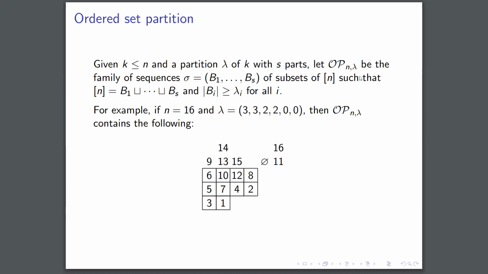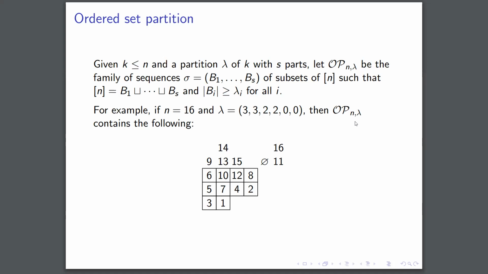So we still have the same setting. We have k, we have n, we have lambda and s. Then we let this set be the set of all these sequences. Each B_i is a subset of bracket n, and each number in bracket n appears in exactly one of the B_i. Moreover, we require B_i to have size at least lambda_i. So if n is 16 and lambda is this, then OP_n lambda contains sequences of six subsets of bracket 16.